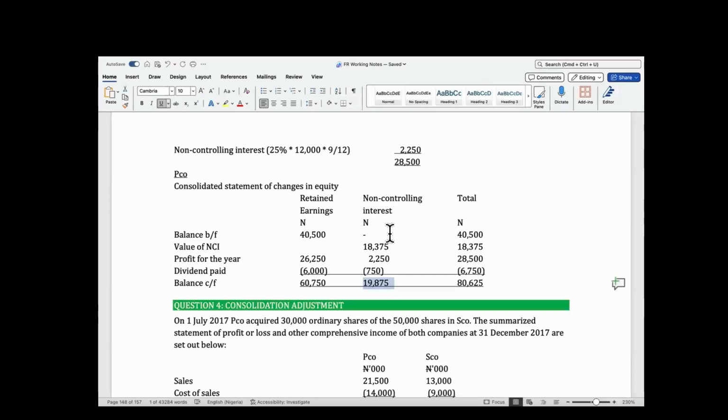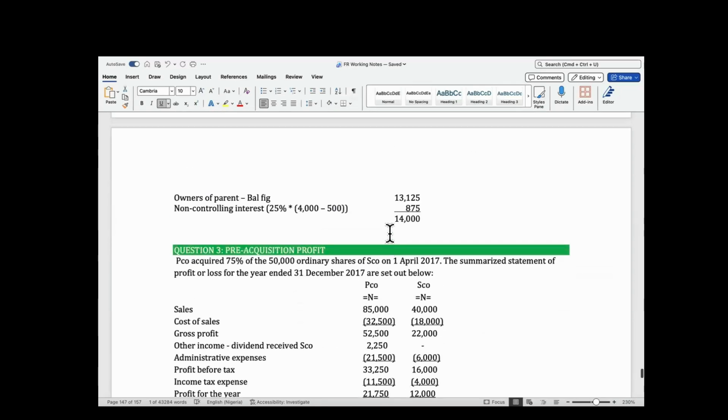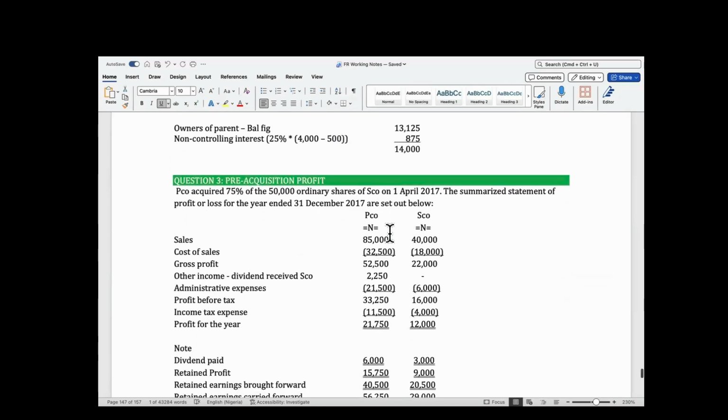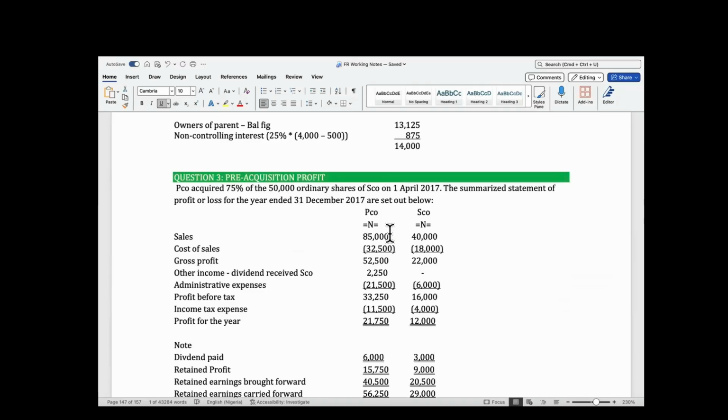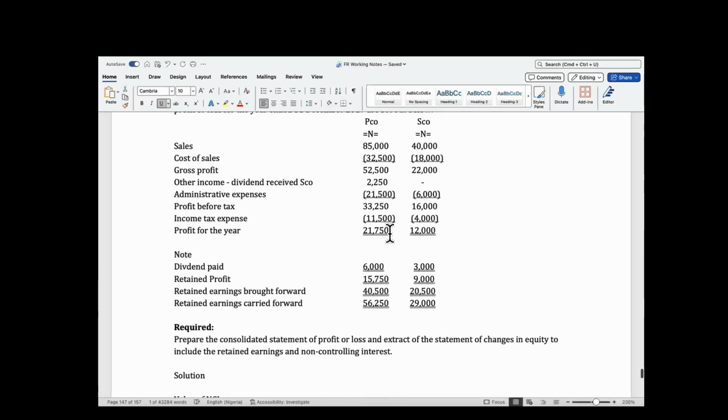Hello, sir. Please, how did you know that the share capital is 50,000? You didn't give us the nominal value. I don't need it. I will just assume that that's what it is. Since they gave me 50,000 ordinary shares, and they didn't give me a value, just assume it's 1 naira each.